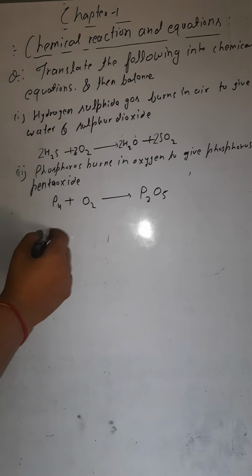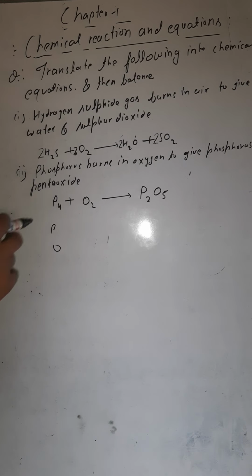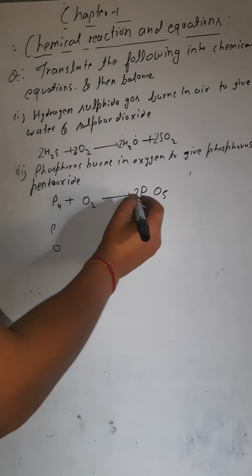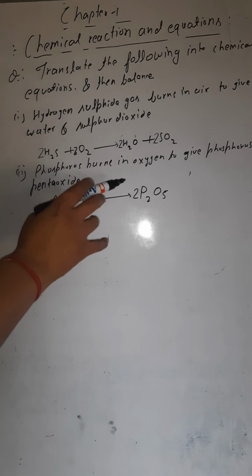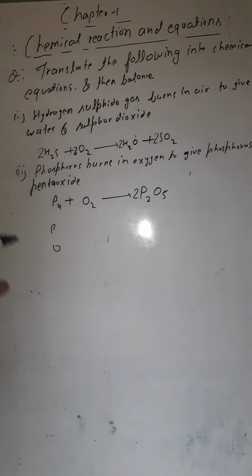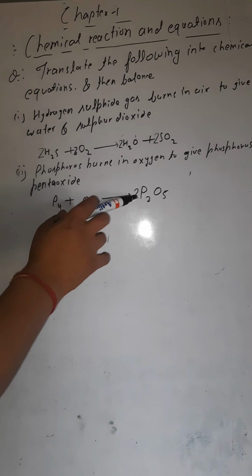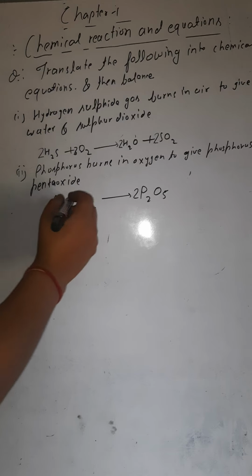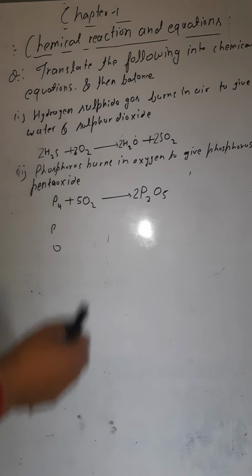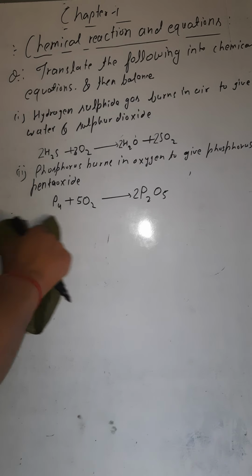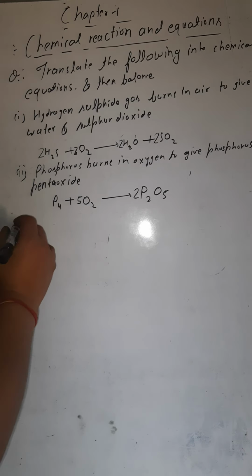So how will you balance this? Here you will balance first phosphorus, then oxygen. How many phosphorus atoms here? 4. Here only 2. So what will you write here? 2 phosphorus. So 2 twos are 4 phosphorus there also and here also. Now oxygen. 2 here, but here how many? 5 twos are 10. So here also you will multiply by 5. Now 10 oxygen there also. Phosphorus 4 there also. All are balanced. Okay? Now move to the next one. That will be the third one.